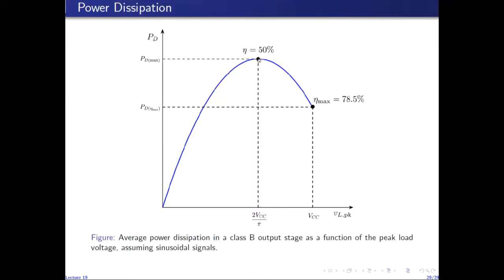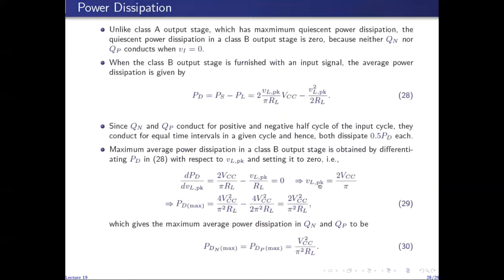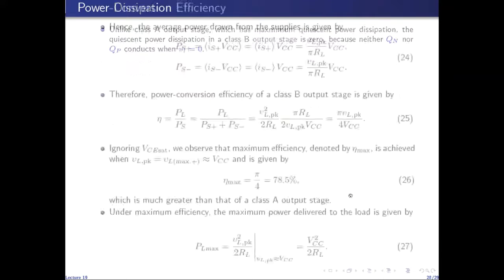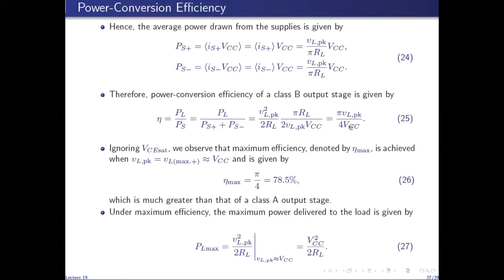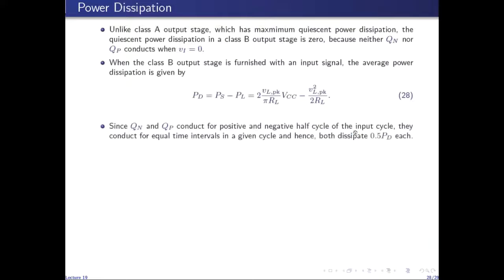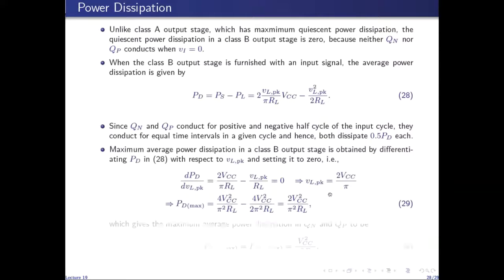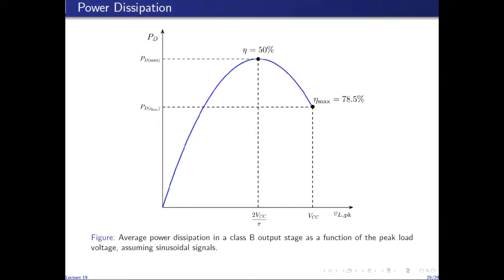At this maximum average power dissipation, when I put VL peak equal to 2 VCC over pi in the expression for eta, the pi will get cancelled out, the 2 will get cancelled out with this 4 here, and VCC will get cancelled out. So I'll be left with 1 by 2. Under this condition, when maximum average power is dissipated in the class B output stage, the power conversion efficiency of the class B output stage is 50%, still a lot higher than that of the class A output stage.